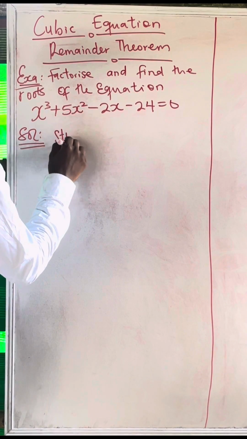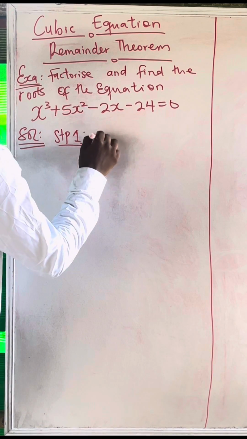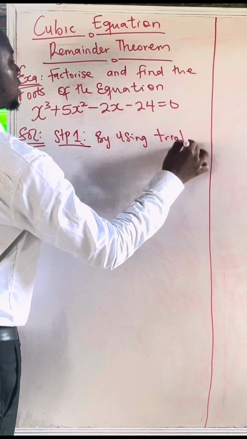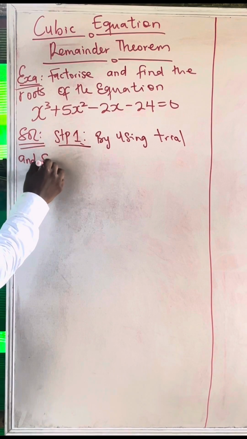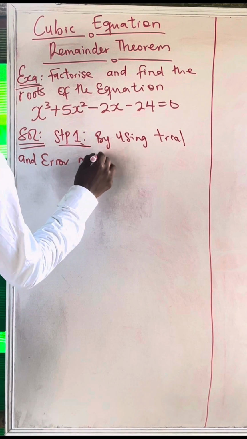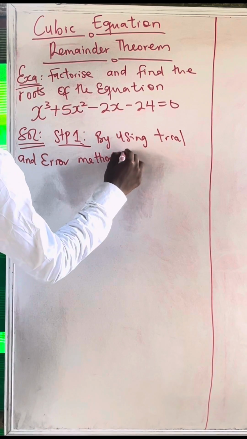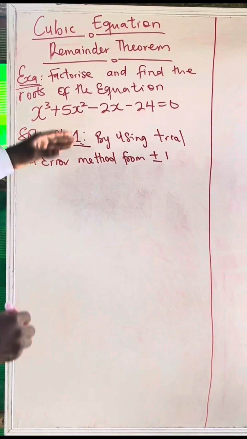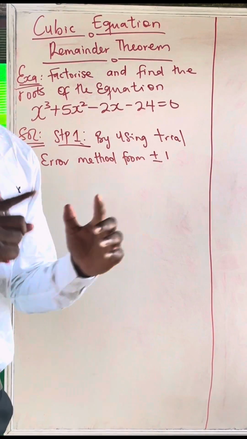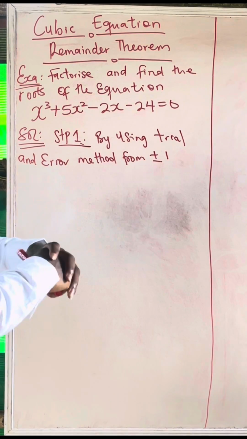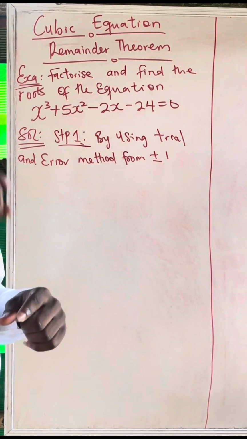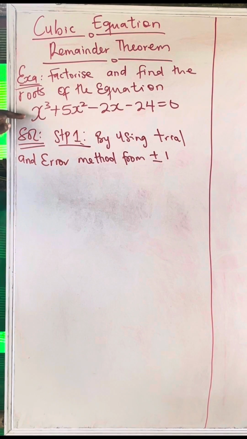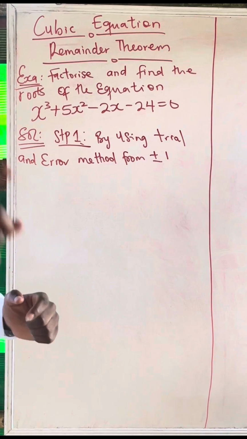So how are we going to be using the trial and error method? Step 1: by using the trial and error method from plus or minus 1. That trial and error method is that we are going to start from plus or minus 1. So we want to know if plus 1 or minus 1 will be the first root or the first factor of this equation.